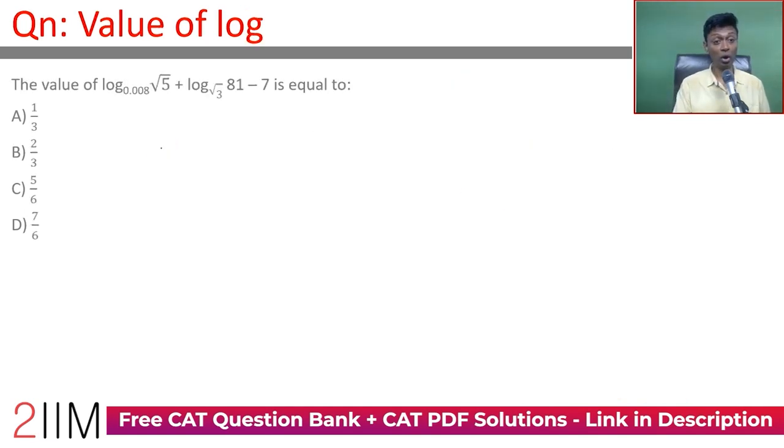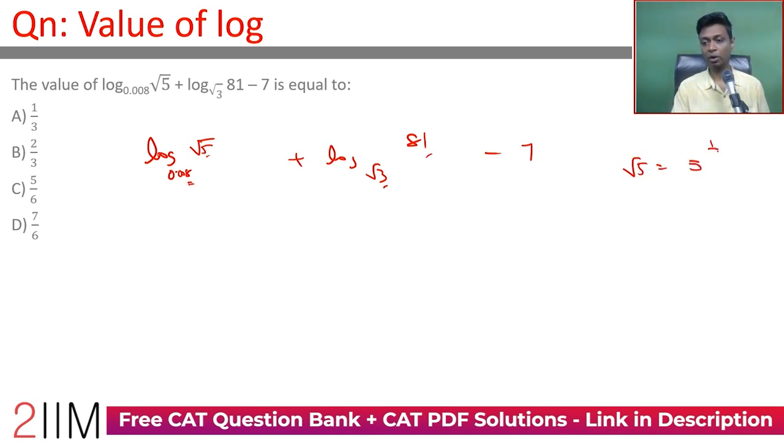The value of log root 5 to the base 0.008 plus log 81 to the base root 3 minus 7. What is this equal to? And this can be written in terms of 5. This can be written in terms of 5. These two can be written in terms of 3. Root 5 is 5 power 1 by 2.